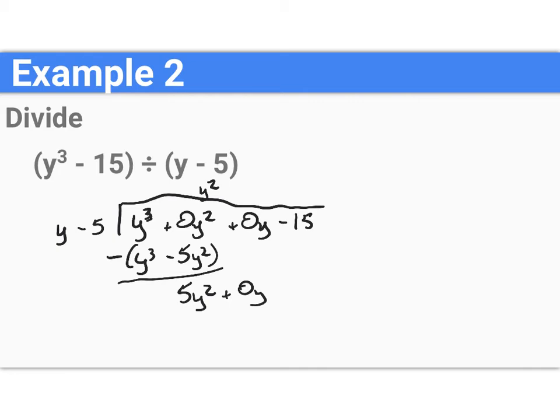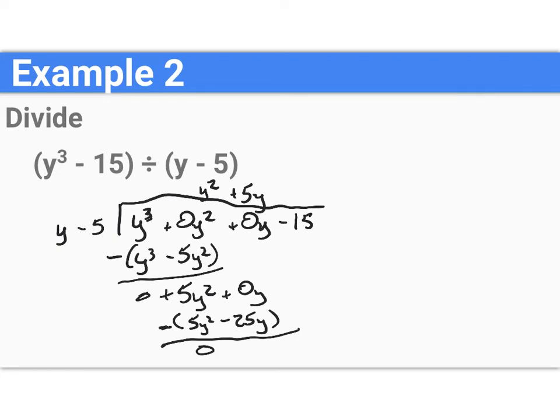We want to get rid of 5y squared. So we put plus 5y. 5y times negative 5 is negative 25y. We're going to put that in parentheses because we're going to be subtracting. And then 5y times y is 5y squared. And we're going to be subtracting that. Okay, 5y squared minus 5y squared is 0. I should have put the zeros there. I'm sorry for doing that to you.